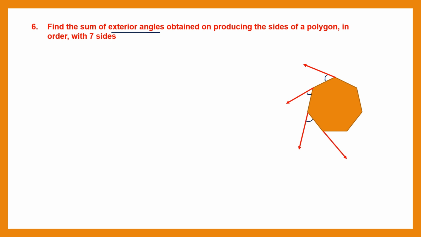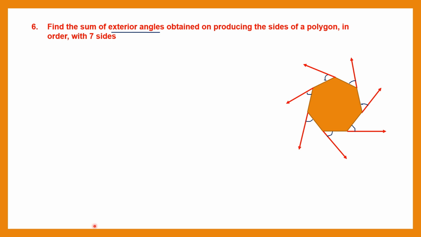Then let me extend this side. We have an angle formed called the exterior angle. Extend this side. We have an angle called the exterior angle. So each angle, when you extend, you get something called the exterior angle. This is how exterior angles are formed.